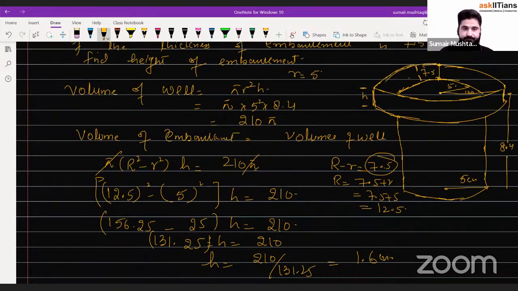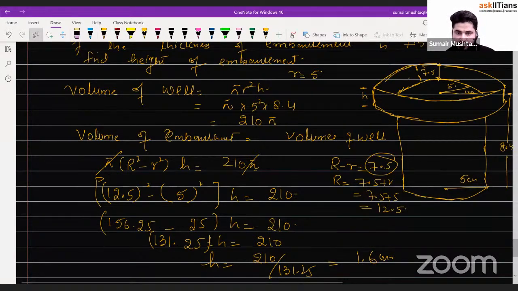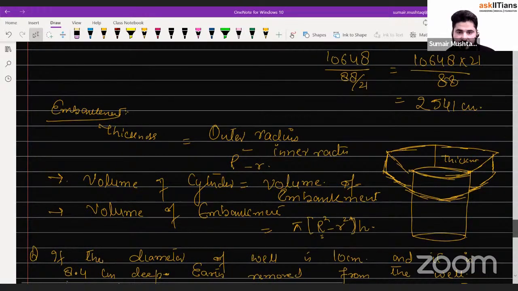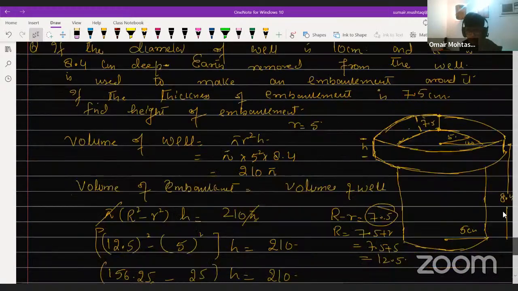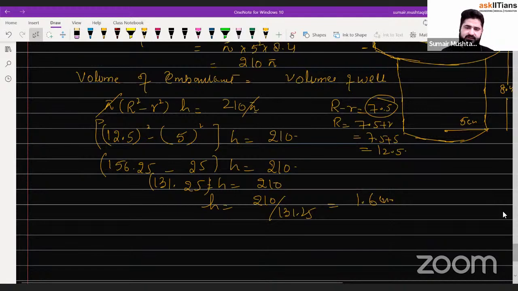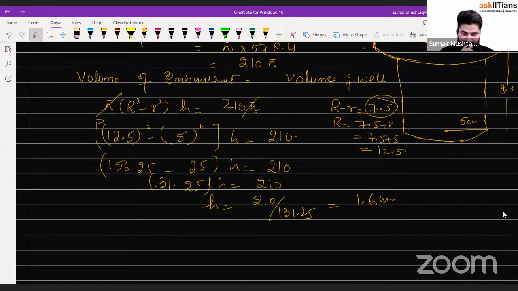Is that clear? Depending upon the unit that I have taken. What's the unit that I took? Per centimeter, right? It should be meter. Is that clear?